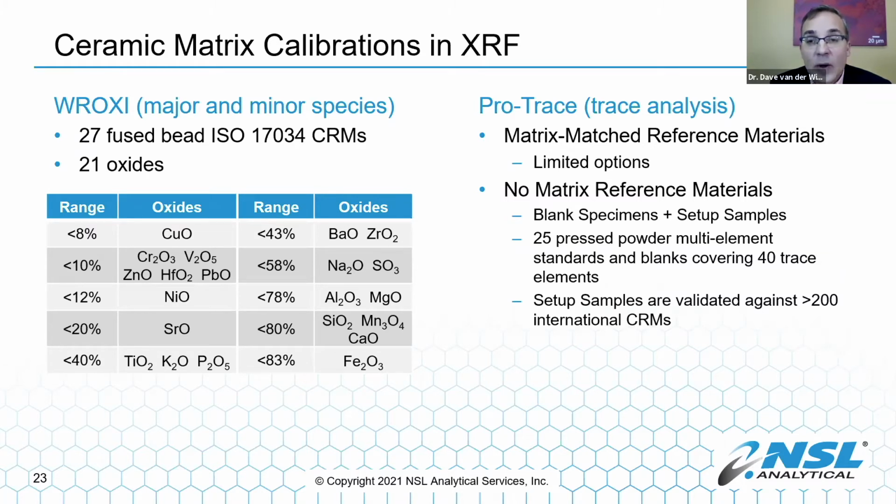It can be used in two different ways, either along with matrix matched reference materials. Of course, these are limited in terms of availability for a particular composition. So oftentimes, one will have to resort to non-matrix matched reference materials. For this, the package of ProTrace can include some blank specimens as well as what they call setup samples. These setup samples have been validated against CRMs, and they consist of 25 pressed powder standards and blanks that cover about 40 or more elements.